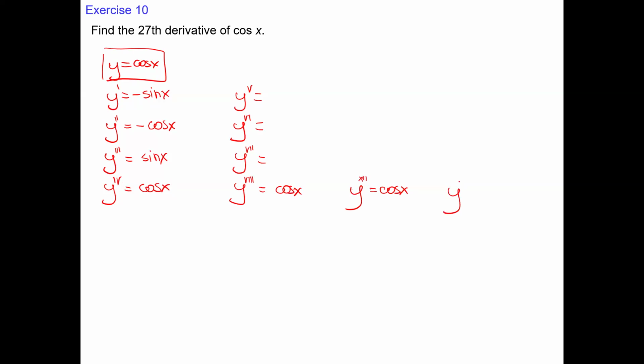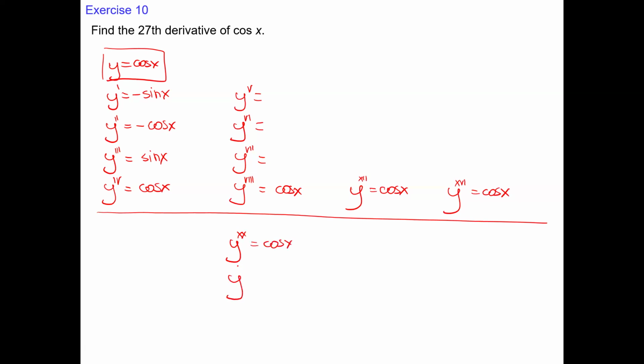And then the 16th derivative will also be cosine. Let's keep working. Then we will have 16, what we need, 20th. The 20th derivative will also be cosine. And then 24. I don't want to confuse you. Yes, the 24th derivative is also cosine.